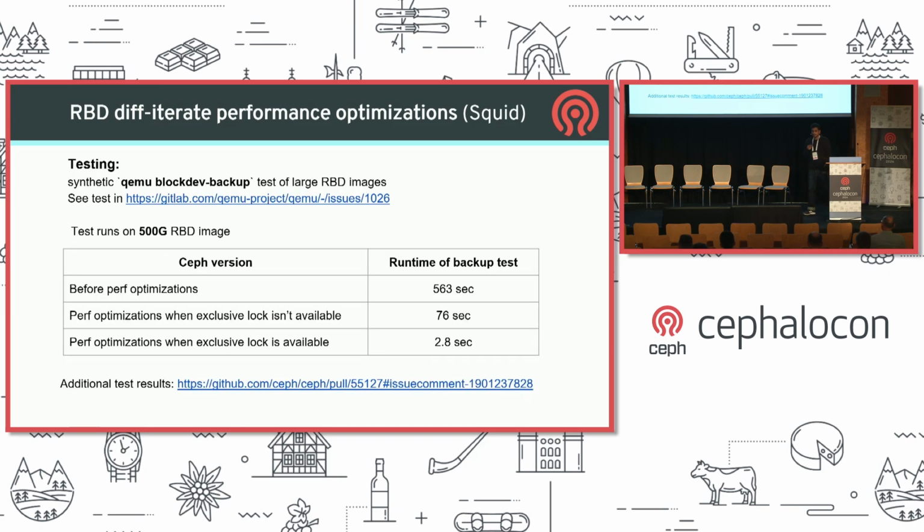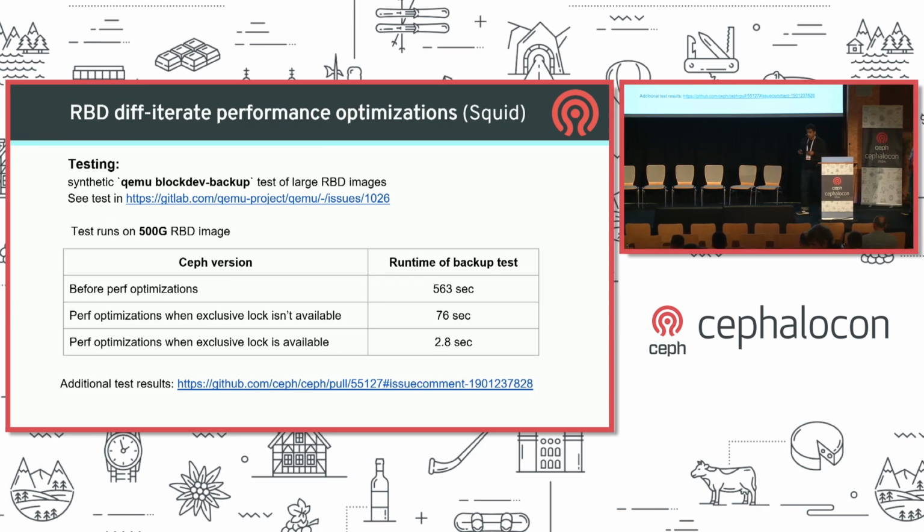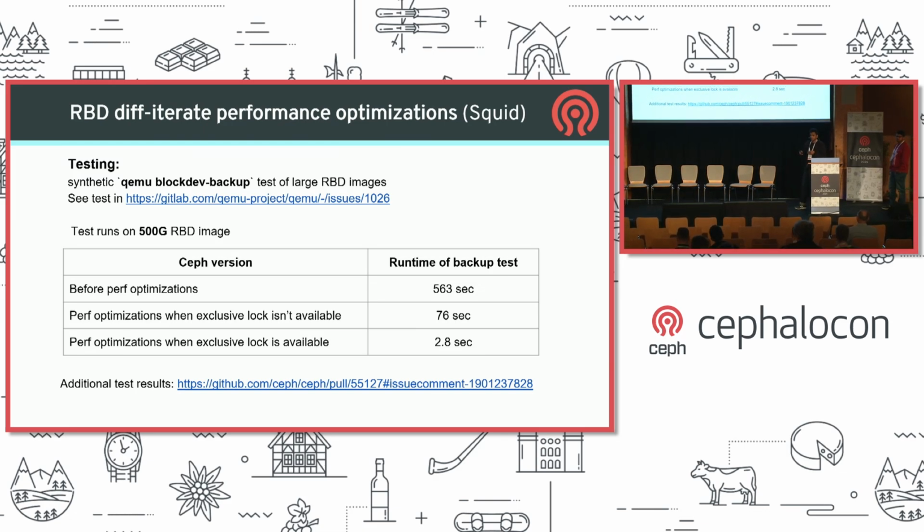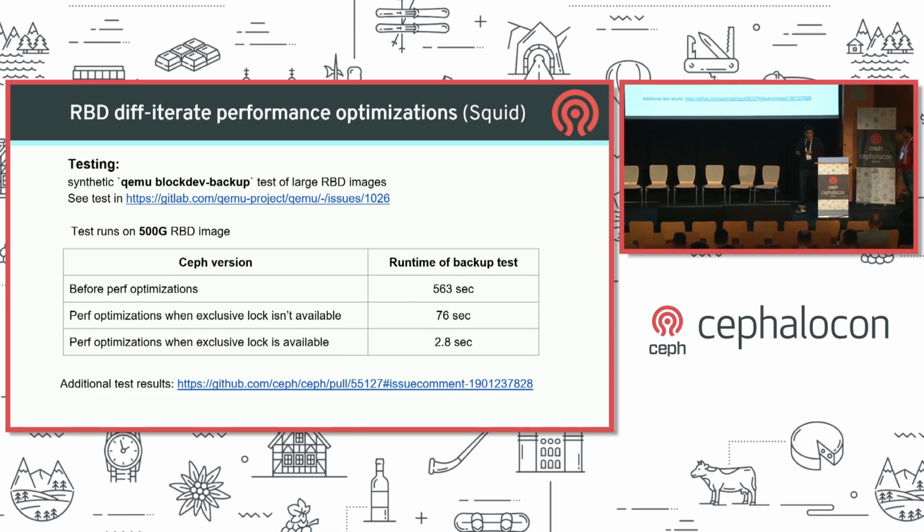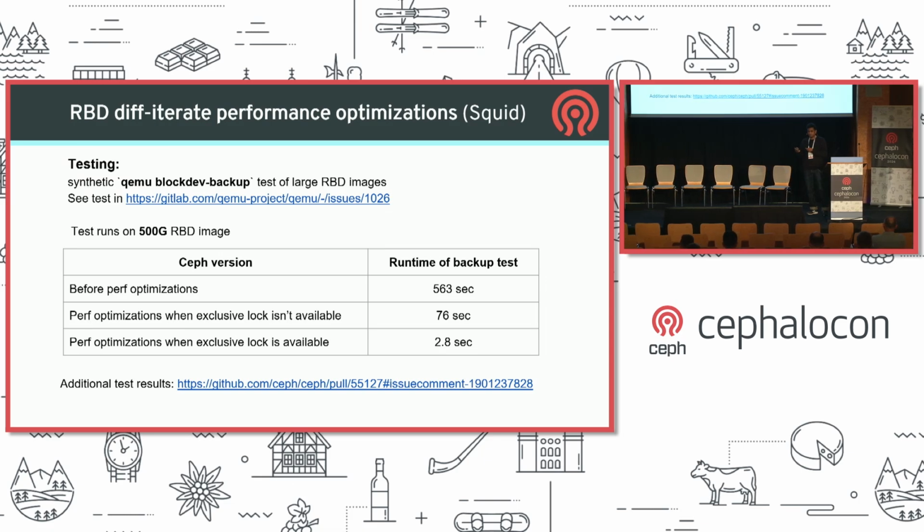To test this, we used the same test case that the community user provided. It was a synthetic QEMU block device backup test. When we ran this test without the performance enhancements on a 500 gigabyte image, it took approximately 560 seconds. With the fix, and when the exclusive lock was available to the client, it took close to 3 seconds. And even without the exclusive lock, it took close to a minute. So as you can see, there was really good improvement. For more test results, I've included the link to our tests on larger RBD images as well. You can check it out.